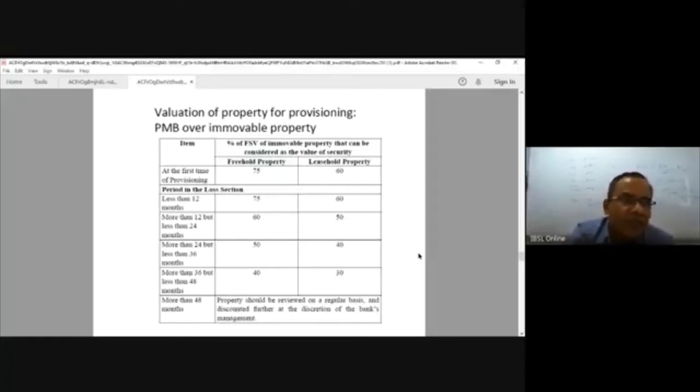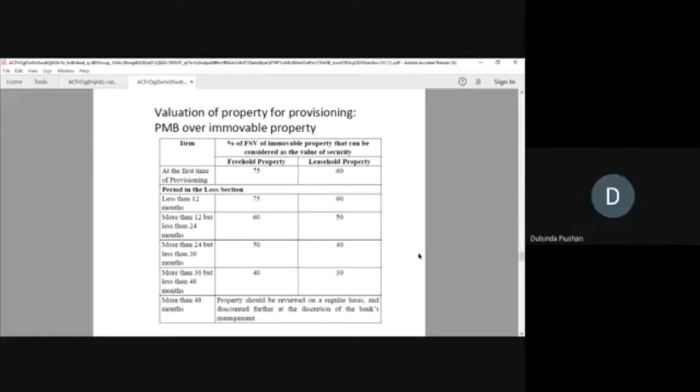In the 100 million, you will reduce 75 million. When you reduce 75 million, you have a balance of 25 million. Of that 25 million, you will provide 20%. So there is a provision. Progressively, based on the valuation report, this is what happens.